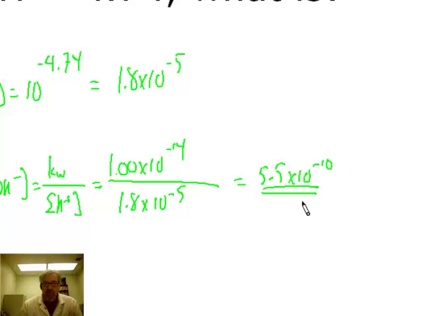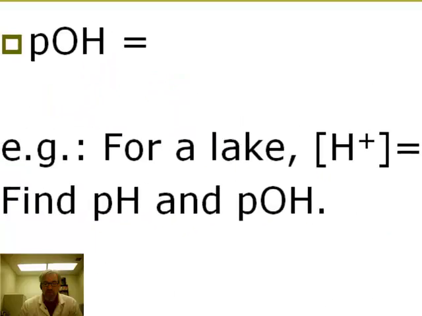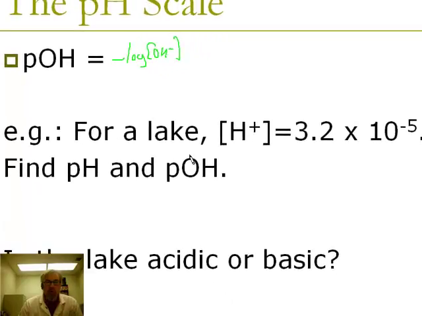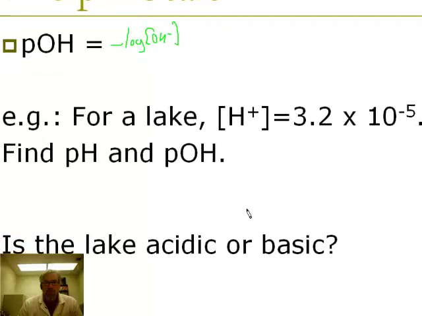There's a related concept that isn't used as often, but it works the same way. pOH is the negative of the base 10 logarithm of concentration of OH-. Here's an example. For a lake, H+ is 3.2 times 10 to the negative 5th. Let's find the pH, and then let's find the pOH. And then let's ask ourselves, is the lake an acidic or basic solution?